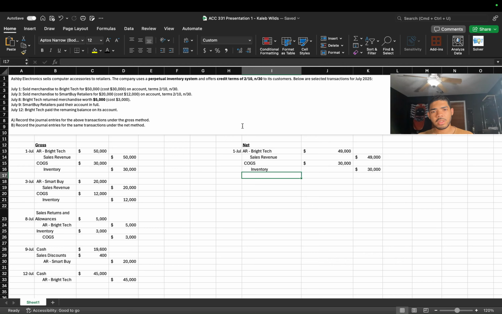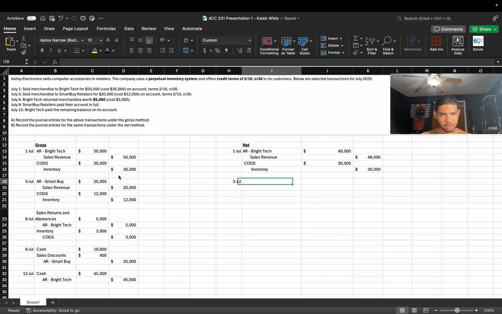Now, the reason the cost of goods sold does not change here and inventory does not change, they're not discounted, is because the discount only applies to Ashby's customers. Ashby, as you can see right here, is the one offering the discount. So Ashby themselves are not getting a discount on the cost to buy their merchandise or inventory, or the cost to create or make their inventory. So for them, there's not going to be a discount. It's going to remain the full price no matter what, across gross or net.